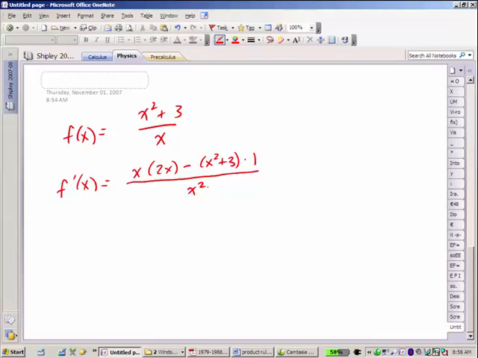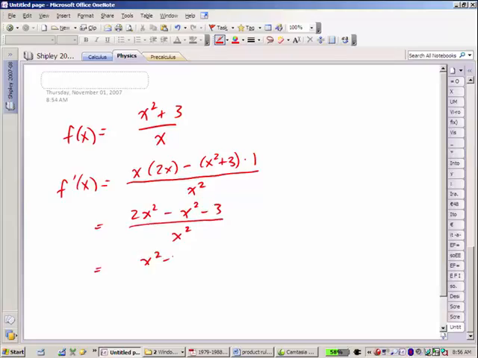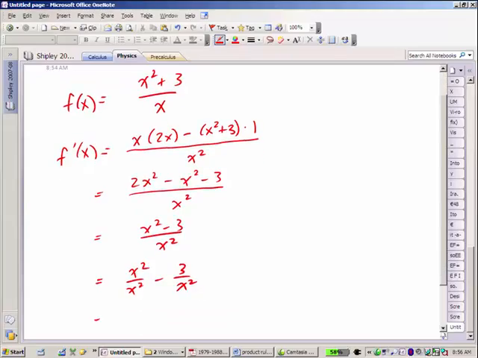Is that an answer? Yeah. Certainly is. Do you have to simplify it? Certainly do not. All right. I'm feeling slightly compulsive, so I will. 2x squared minus x squared minus 3. Why minus 3? Okay. So I get x squared minus 3 all over x squared. That's the same as x squared over x squared minus 3 over x squared, which is the same as 1 minus 3 over x squared. All right? Did you have to simplify it like that? No. Absolutely not.